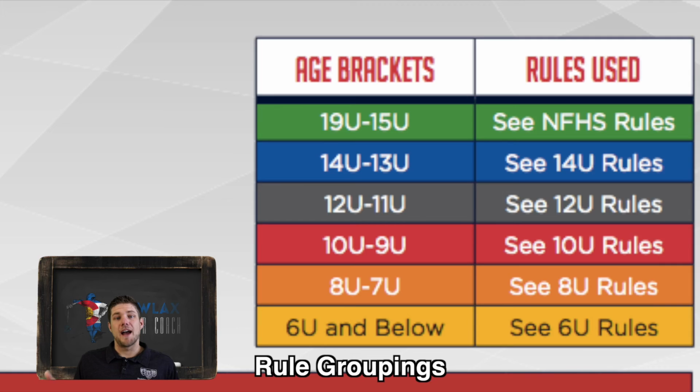As players progress through the youth lacrosse landscape, every 2 years the rules are going to change. So anybody who is in the 6U bracket or under will use the 6U rules. Then at 7U, they will change to the 8U rule specifications. Then once they hit 9U, they will switch to the 10U specifications. When they hit 11U, they'll go to the 12U specifications. And when they hit 13U, they will play under the 14U specifications. So every 2 years, the rules and sometimes the field will actually change as players progress through their development.